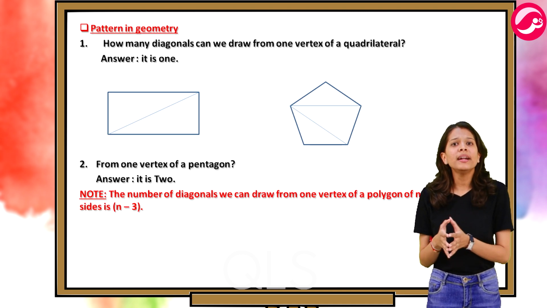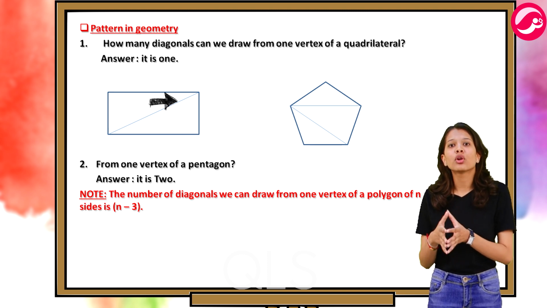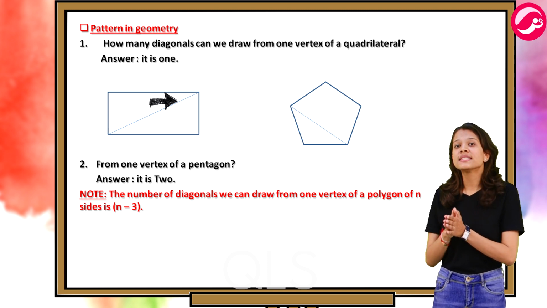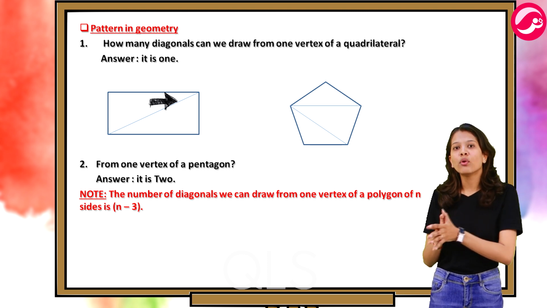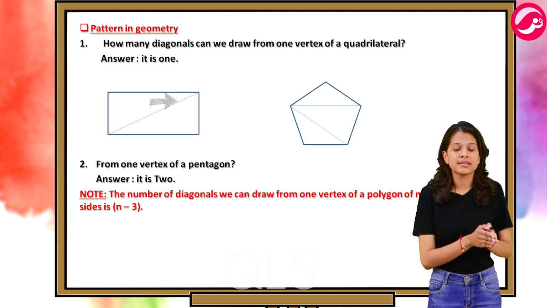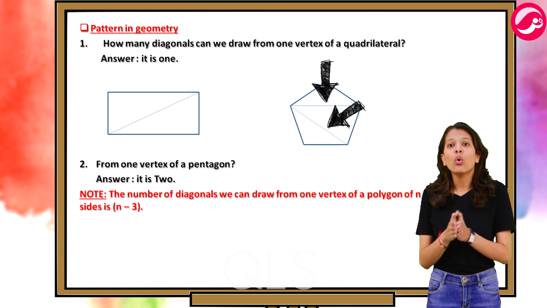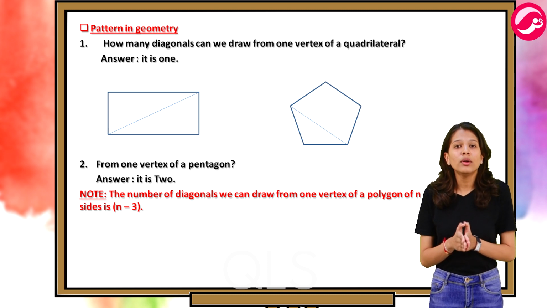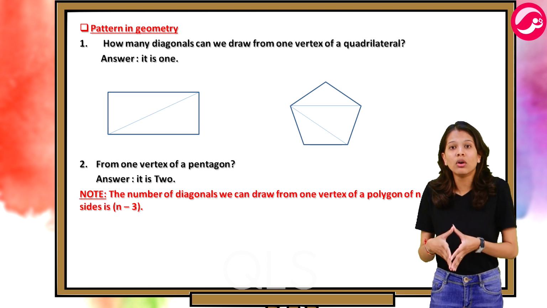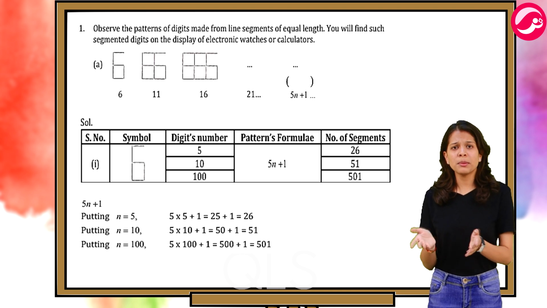Now comes the pattern in geometry. How many diagonals can we draw from one vertex of a quadrilateral? For it, we will draw a quadrilateral and try drawing diagonals from one vertex of it. So only one diagonal is formed. Therefore, in a quadrilateral, there is only one diagonal from a particular vertex. Similarly, from one vertex of a pentagon, we can draw only two diagonals. So, note that the number of diagonals we can draw from any vertex of a polygon of n sides is n minus 3.